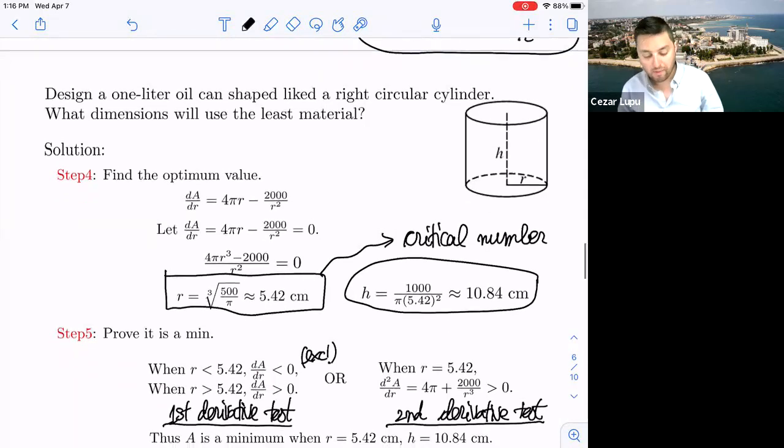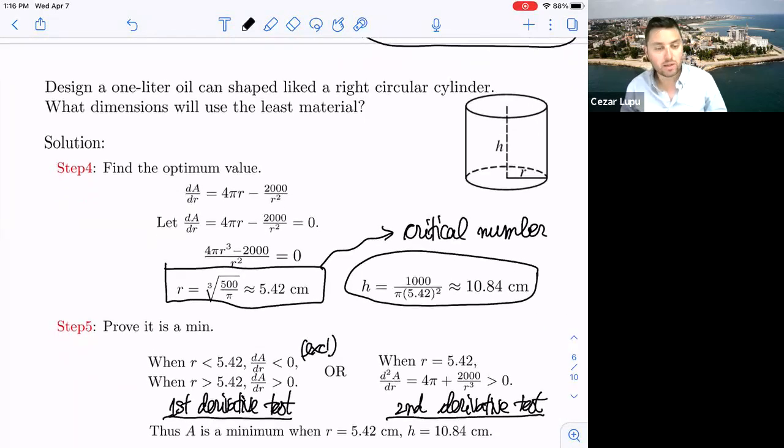So in other words, we can say that A is a minimum when r is 5.42 centimeters and h is 10.84. That's it.